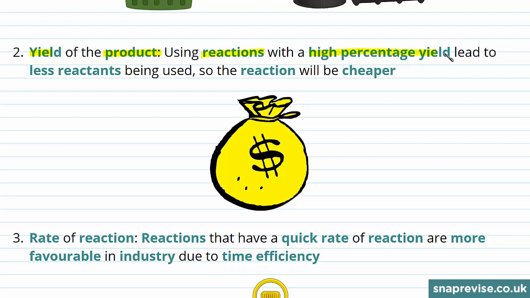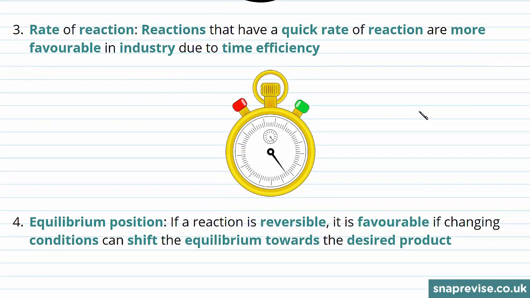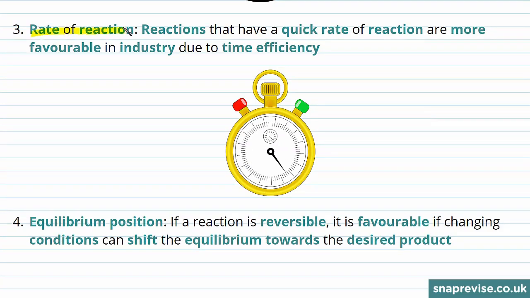Using reactions with higher percentage yields means that you need to use fewer reactants. This makes the whole process cheaper. It's no good having a really high yield if the product takes ages to form, and therefore the third factor that needs to be considered is the rate of the reaction.